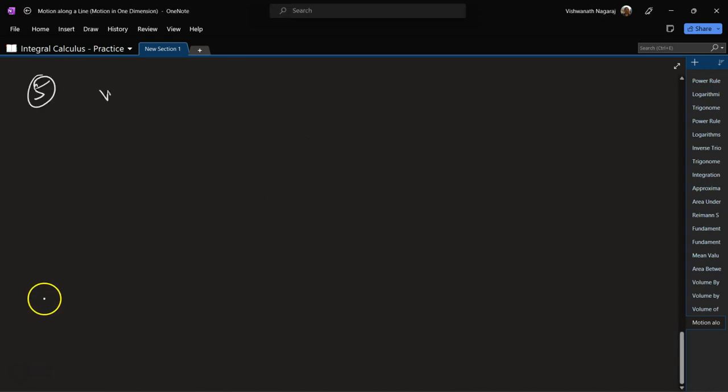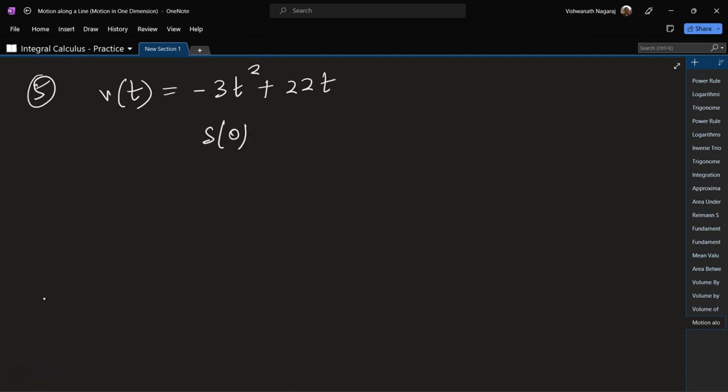The fifth one, v of t is equal to minus 3t square plus 22t and s of 0 equals 0.